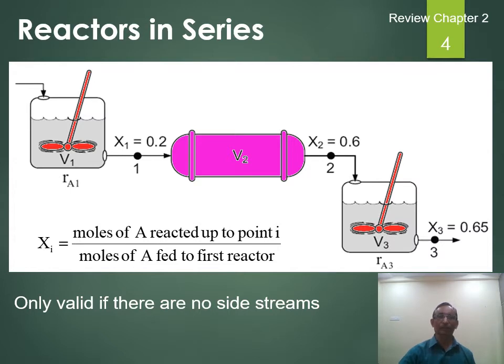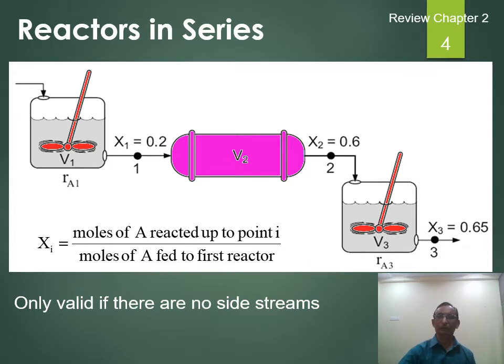Then for the plug flow reactor, we are going to integrate. The exit stream of the first reactor, the CSTR, is the inlet of the PFR, and the outlet is X2. That means we are going to integrate from 0.2 to 0.6. In between, depending on how many points are available, you can directly use the integral formula and find out the volume of the reactor. This way, you have already studied this.